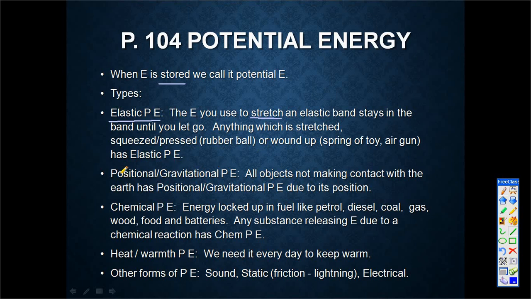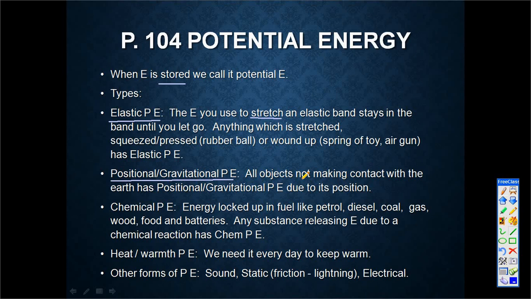The second way of having potential energy is positional potential energy. Positional potential energy is because of an object's position. If the object doesn't make contact with the floor, for example, you sitting on your desk in class, your pencil bag on your table, your book on your table, all of those things have positional potential energy because of their position, because they have been lifted from the floor.